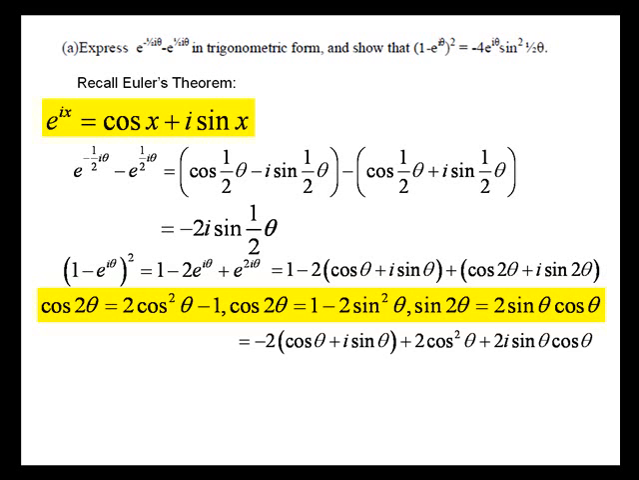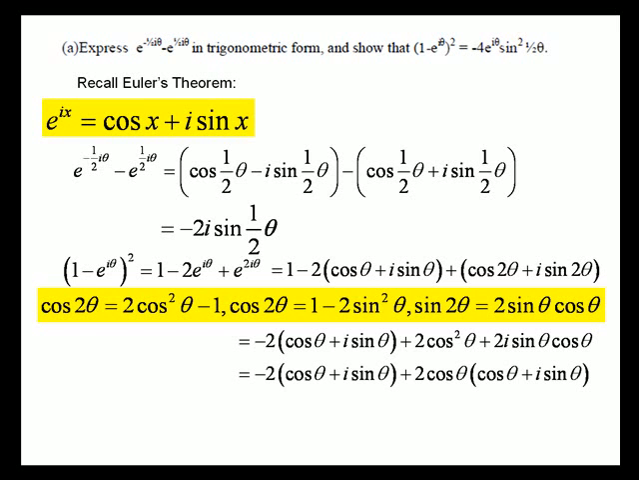Using these expressions, 1 plus cos 2 theta can be rewritten as 2 cos squared theta, and similarly the sine 2 theta term can be written as 2 sine theta cos theta. Now what I'm going to do is factorise the last two expressions, taking out the common factor of 2 and cos theta.